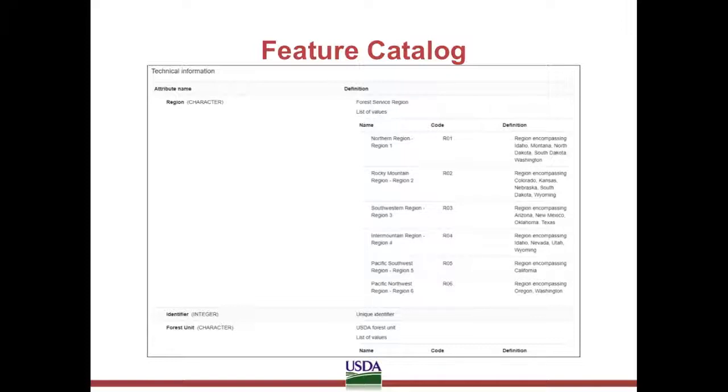In this case, you can see the attribute name and description, along with the list of values possible for that attribute if it is a controlled vocabulary. For instance, here we see region has 6 possible values, all with their own codes and definitions. For attributes that can house any values, such as identifier, a description and data type are sufficient.